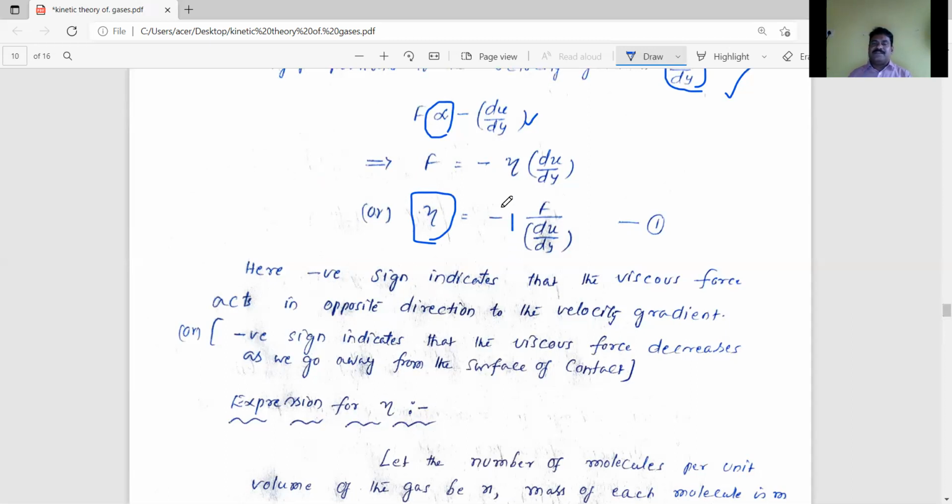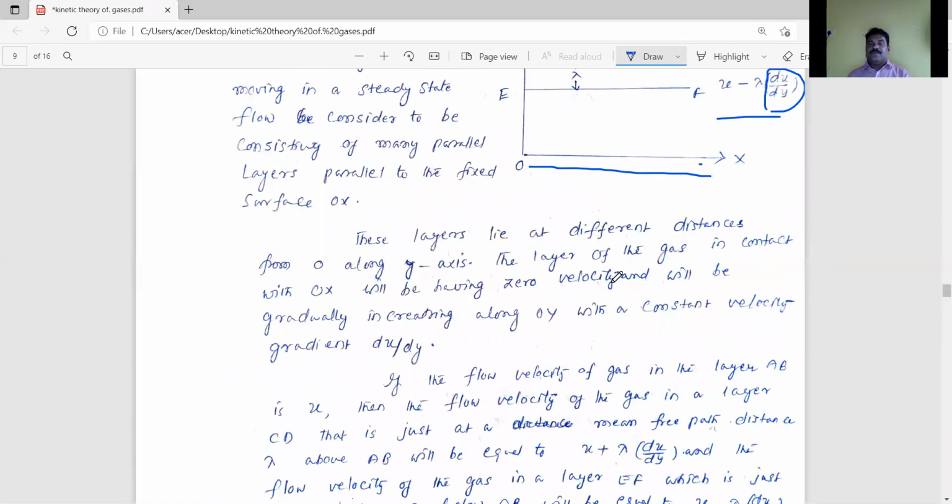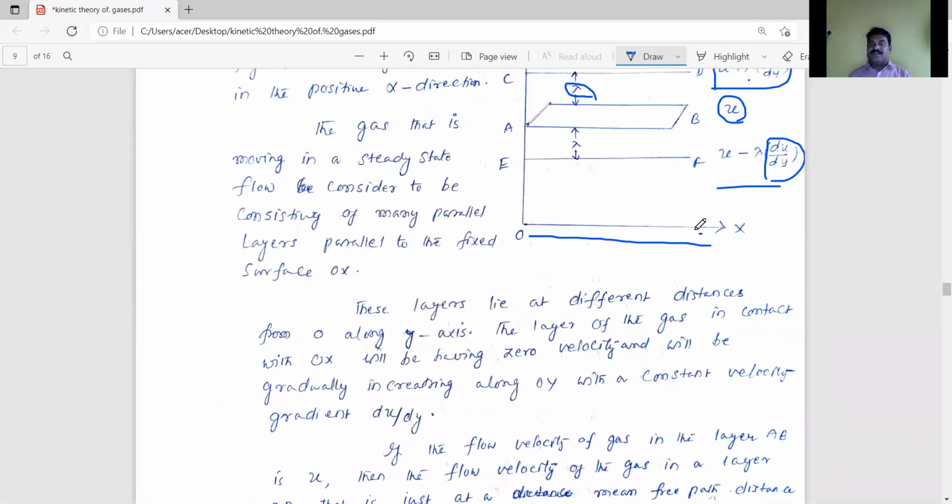This constant eta is called the coefficient of viscosity. Why are we using the negative sign here? The negative sign indicates that the viscous force decreases as we go away from the surface of contact. Why? Because the layers which are in contact with the OX have zero velocity, but from this OX surface onwards, the velocity of the layers will increase with a velocity gradient du by dy.